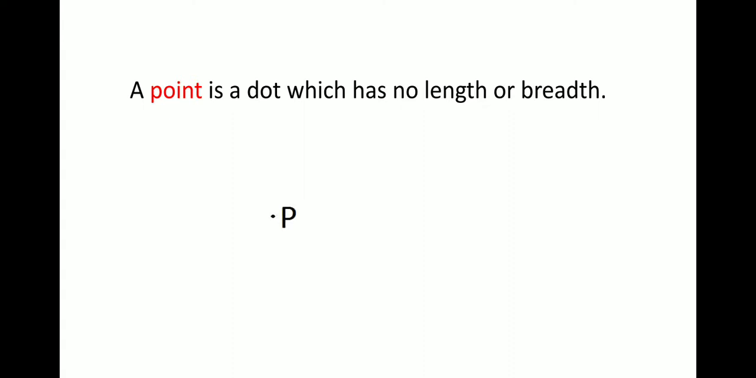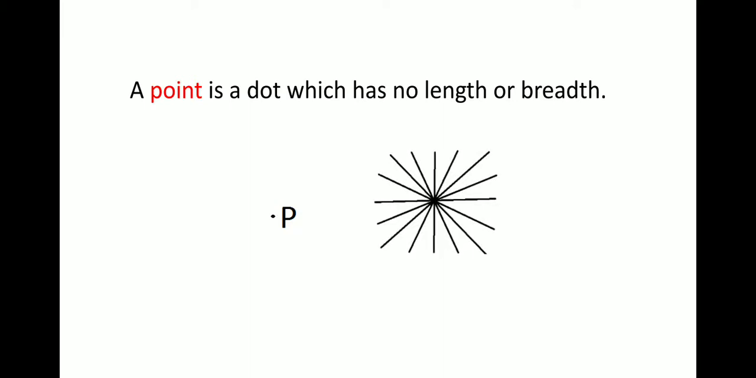So, here a point P. If any line passes through this point P, then we can say that through this point several lines can pass through, or we can say infinite number of lines can pass through any given point.